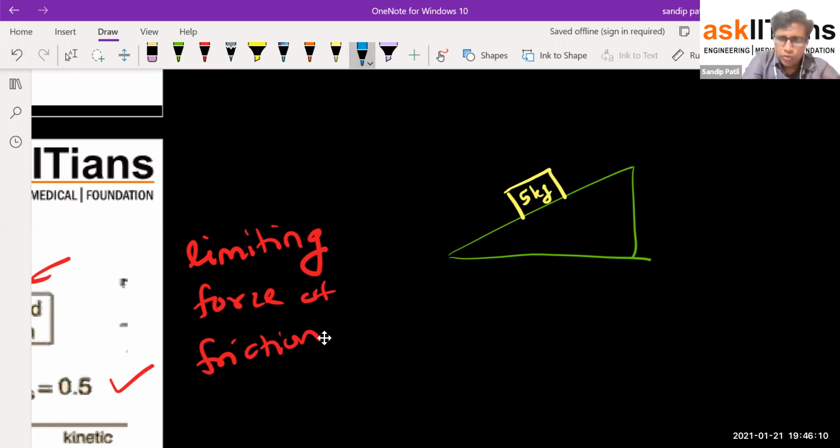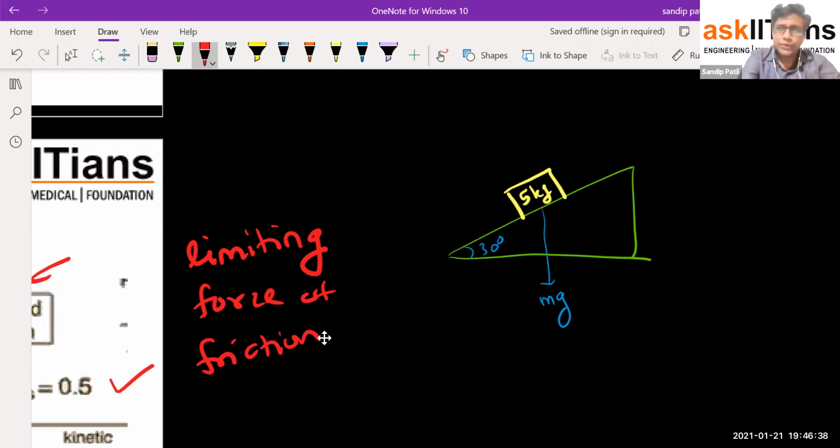I know very clearly that mg is the force acting downward. Let's say this is theta, with theta equal to 30 degrees. So this is the inclined plane making an angle of 30 degrees with the horizontal. The first force on that block is acting downward, that is mg. Can anybody guess which one is the second force there?